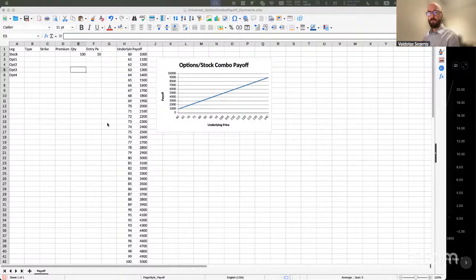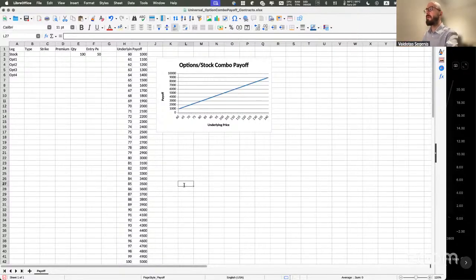But put call parity is a very important principle in options, and basically it means that a put is a call and a call is a put, and that you can structure any other payoff using either stock, put, or call. We will start with a very simple example.